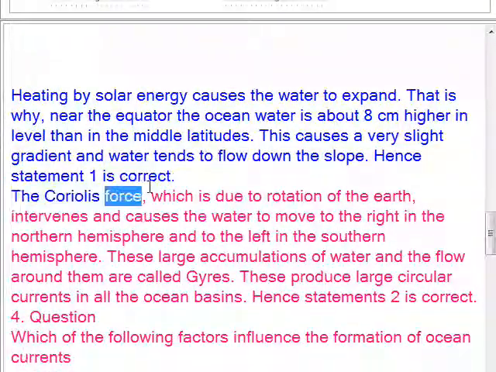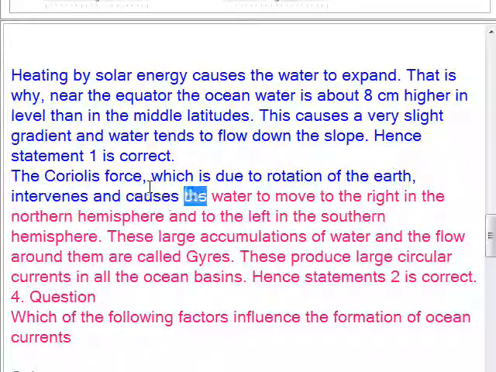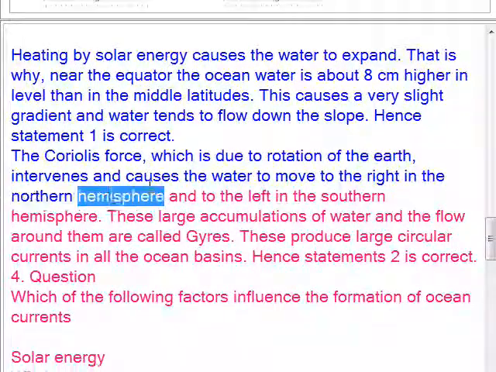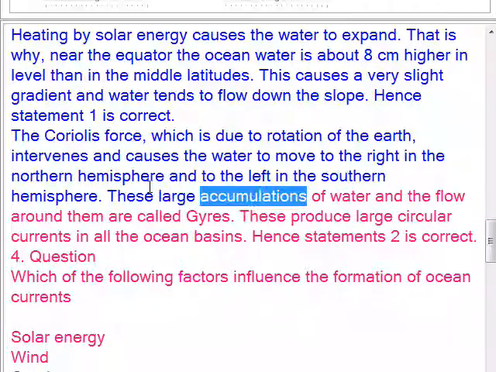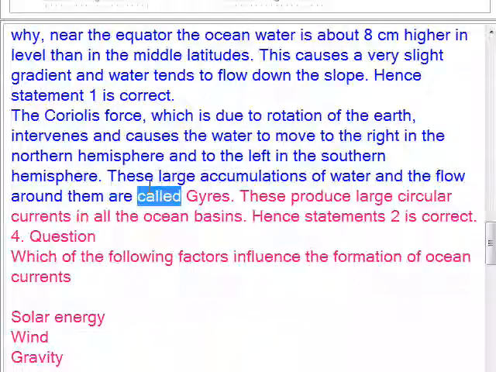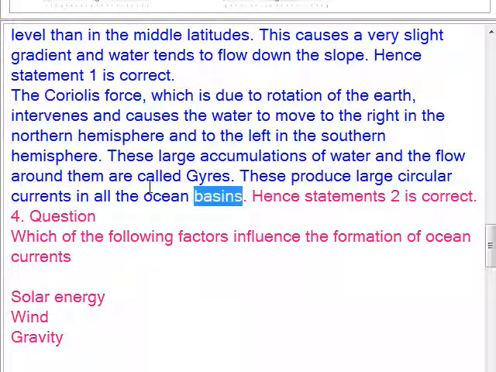The Coriolis force, which is due to rotation of the Earth, intervenes and causes the water to move to the right in the northern hemisphere and to the left in the southern hemisphere. These large accumulations of water and the flow around them are called gyres. These produce large circular currents in all the ocean basins. Hence statement 2 is correct.